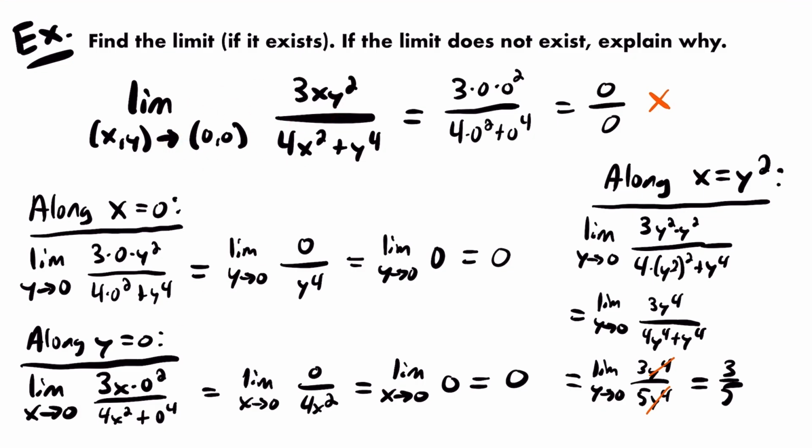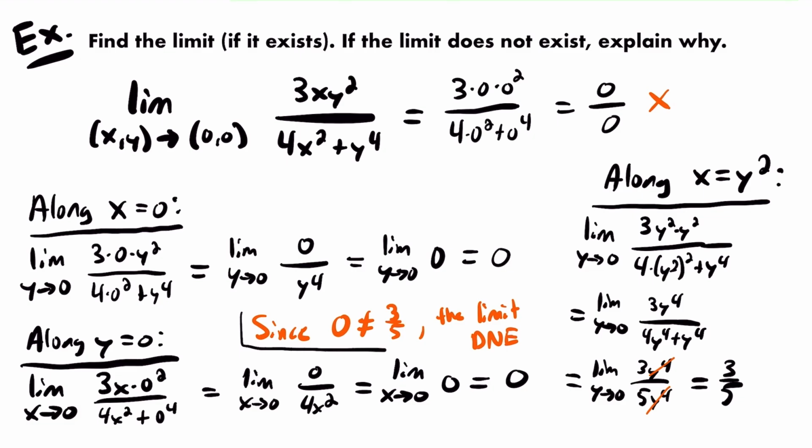All right, so our final answer here is that since 0 does not equal 3/5, we're just comparing the z-values that we found for the limits along different paths. Since those are not the same, the limit does not exist. All right, that is the final answer to this problem.